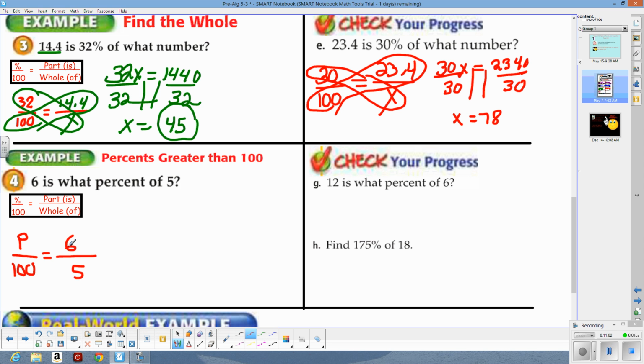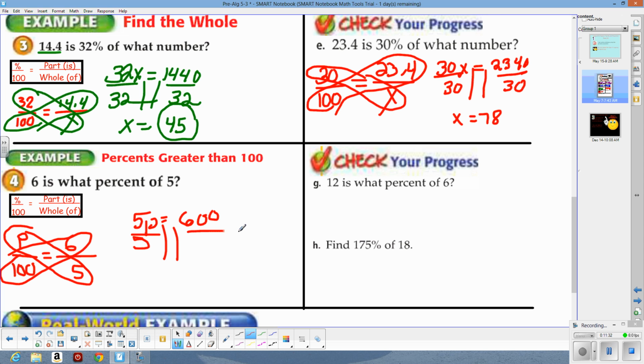Some students will mix these two numbers up because they assume the small one goes on the top and the big one on the bottom, and that's not always the case. Sometimes your part is bigger than your whole, like in this case. Now go ahead and solve your proportion. 5p equals 600. Divide both sides by 5. 600 divided by 5 is 120.